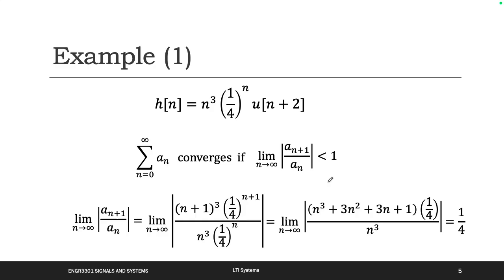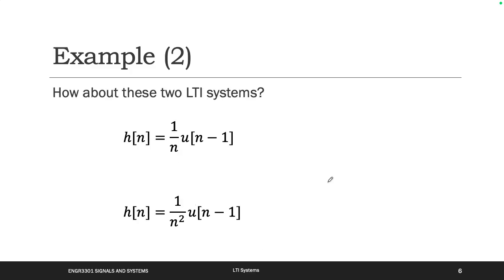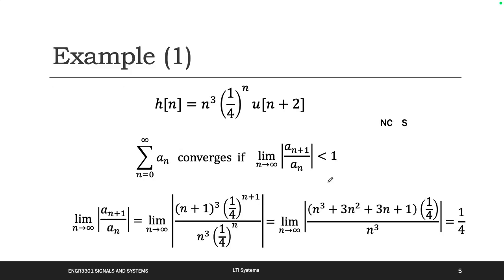Am I right? So let's talk about the causal, not causal. It is causal, not anti-causal. I think this one is easy. Yeah, that's right. Because you can see u_n plus 2, which means it is n greater or equal than -2. It will have this part. Am I right? Okay, that's great. Okay, yes, this is not causal but stable.